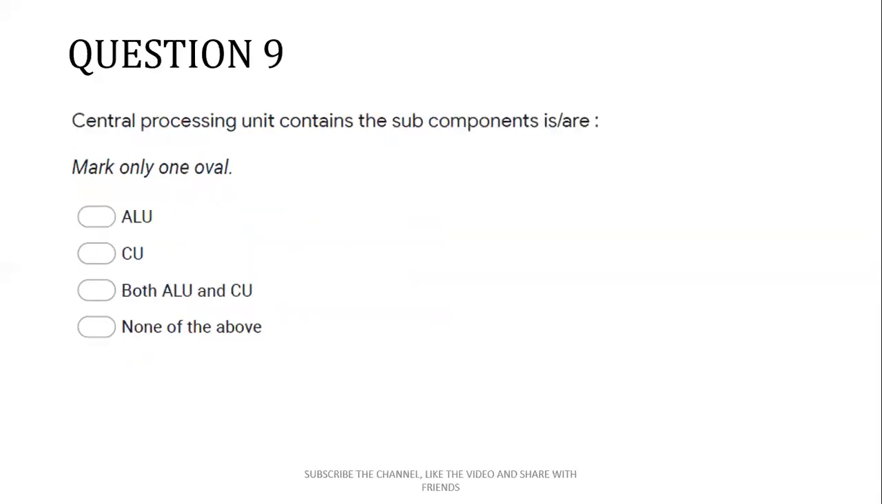Okay, come to the next question. Central processing unit, your CPU contains the subcomponents as. So what are the components? ALU, yes, it is a component. CU, yes, it is also a component. Both ALU, CU. So you have to mark only one oval. So the third one is the best answer. So both ALU and CU are part of the CPU.